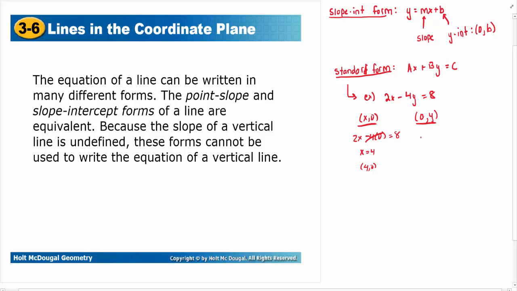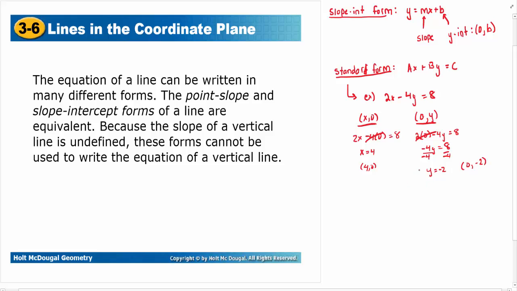Over here I have 0 for x, so I'd have 2 times 0 minus 4y equals 8. Again, that's gone. So negative 4y equals 8. So y would have to be, if you don't see it, negative 2, but I'll divide. y is negative 2. So 0, negative 2.